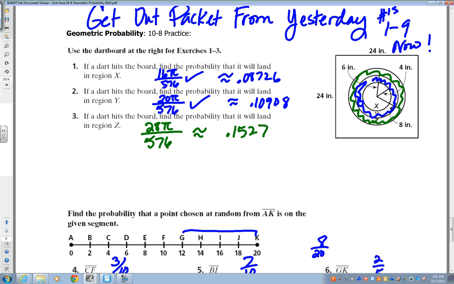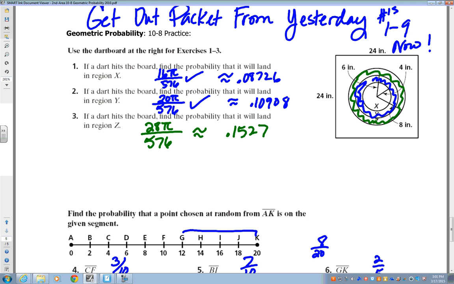Okay, so on 2, they wrote 20 pi over 576, that's exact. I'll give you credit for that ratio. Or if they gave the decimal, or if they wanted to give the percent. So like if they wrote 8% or 9% on number 1, and then 11% on number 2, I would give you credit for that as well. You round it to the nearest percent. And then number 3 was 28 pi over 576. Okay?